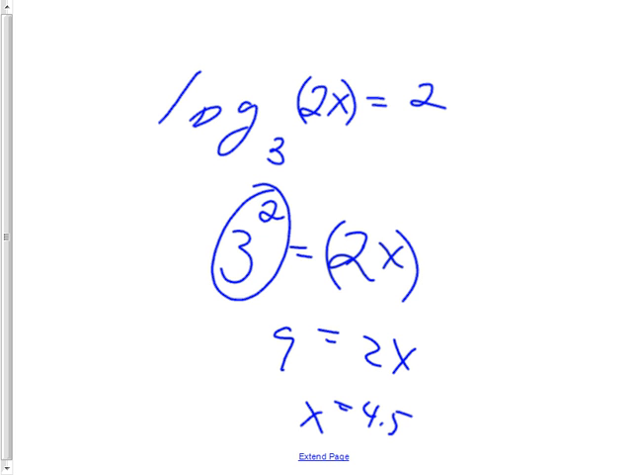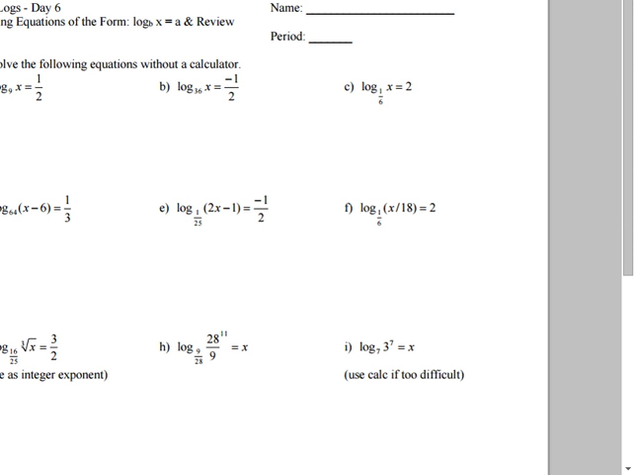Let's actually start your worksheet together. Everybody go and find it. I'm going to pause for a second, and then I'll show you what the worksheet looks like. Okay, so here's the homework. It's worksheet logs day 6.